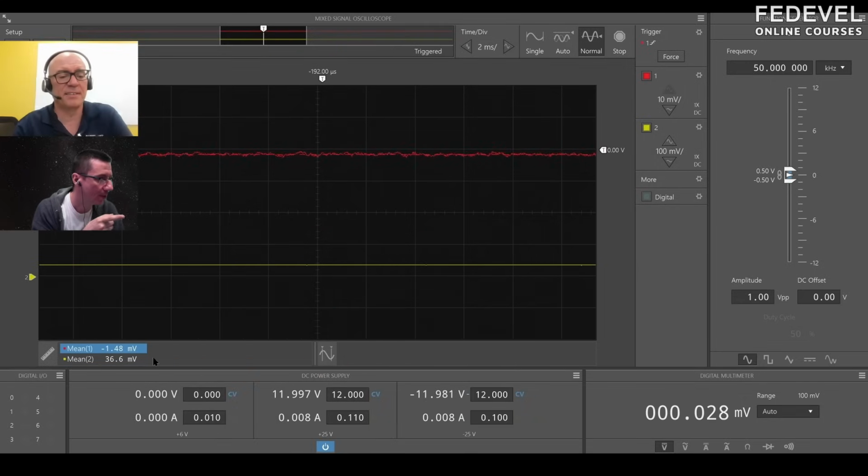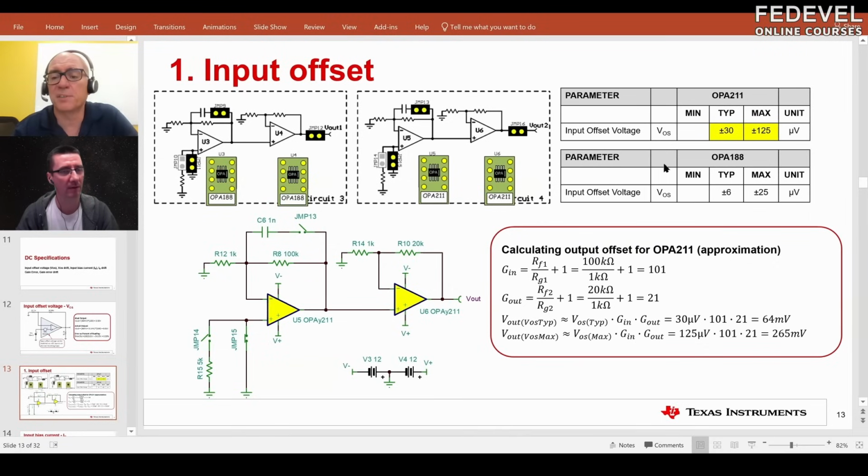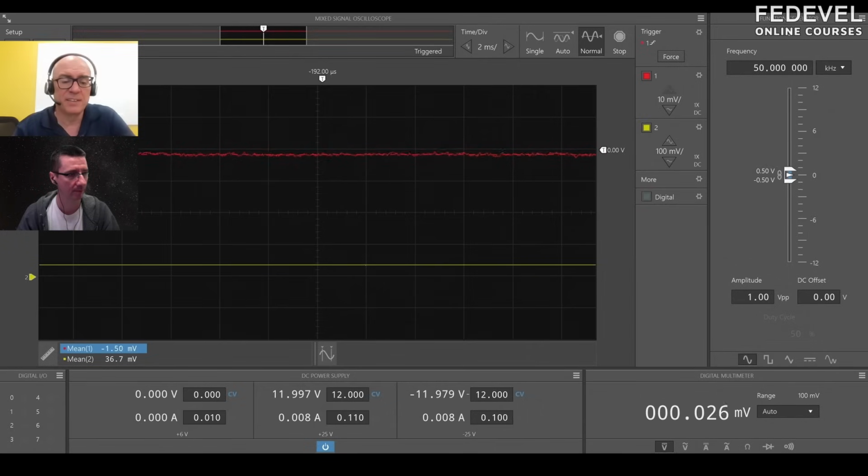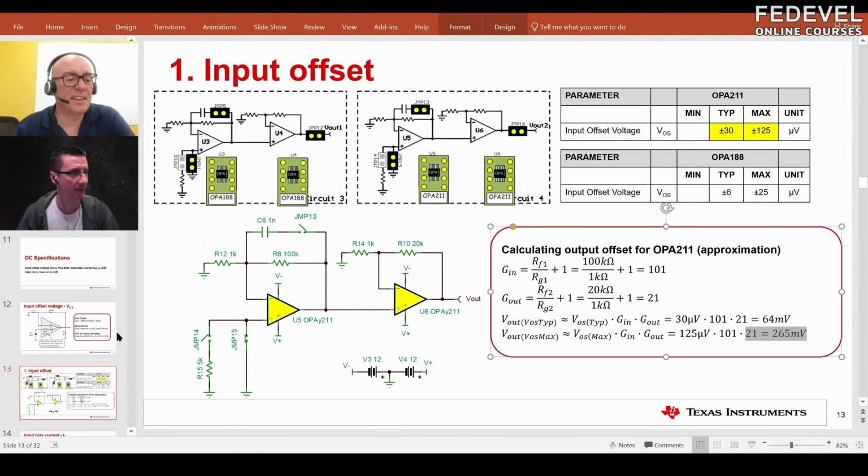Okay, so we measure minus 1.5 millivolt on the better one and 36 millivolt on the other one. Right. And if you look at the numbers, on the not-as-good one we're expecting an offset somewhere between 64 and 265. So we're actually better than 64. And sometimes people say, well, what's wrong with my circuit? But actually, that's expected.